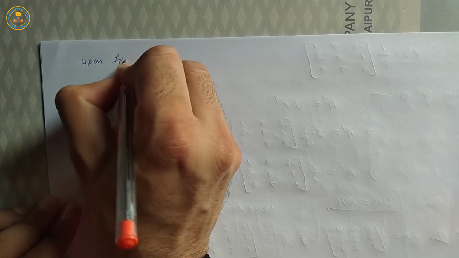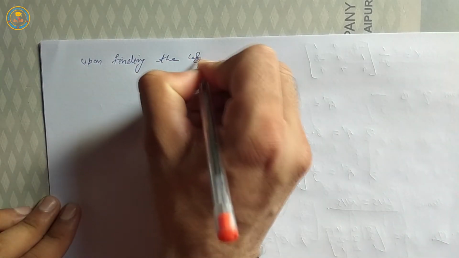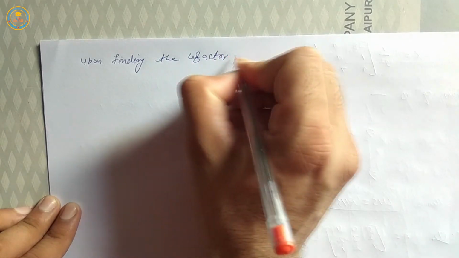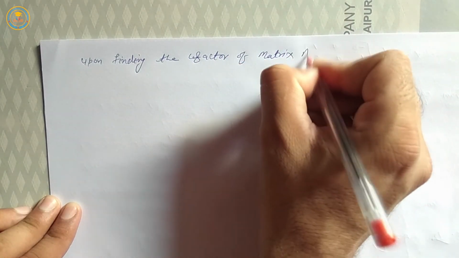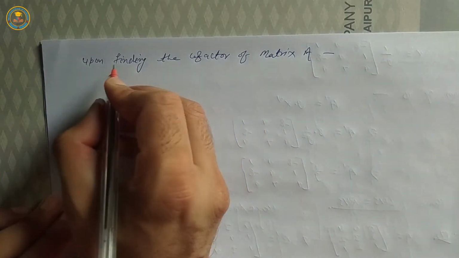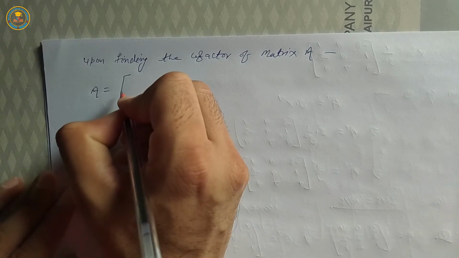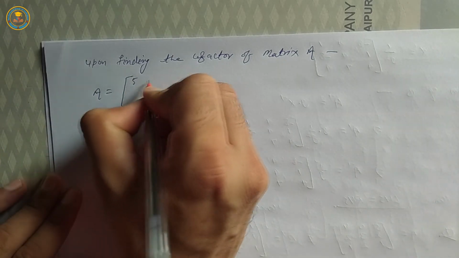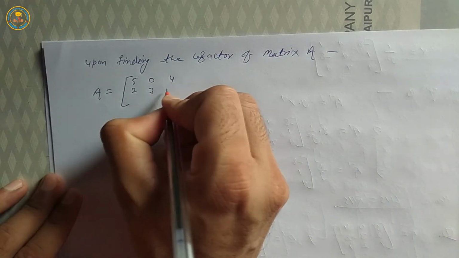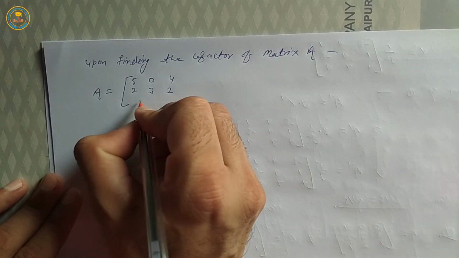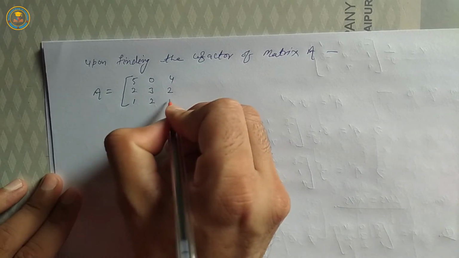Upon finding the cofactor of matrix A. Matrix A is equal to 5, 0, 4, 2, 3, 2, 1, 2, 1.